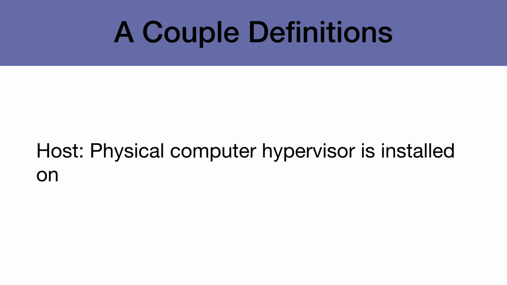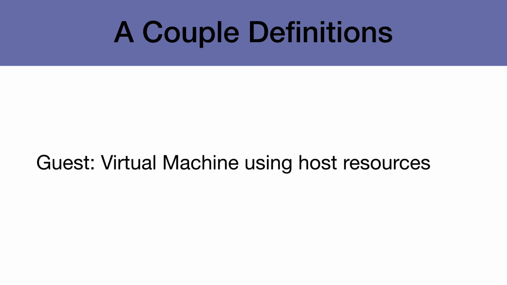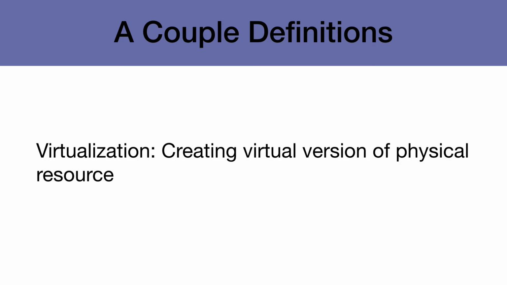A couple of definitions. The physical machine that the hypervisor is installed on is known as the host machine, host computer, or just host. The virtual machines that use the host machine's resources can be known as the guest computer or simply the guest. Virtualization is the act of creating a virtual version of a physical resource. This can be an entire computer as well as storage and networking components.